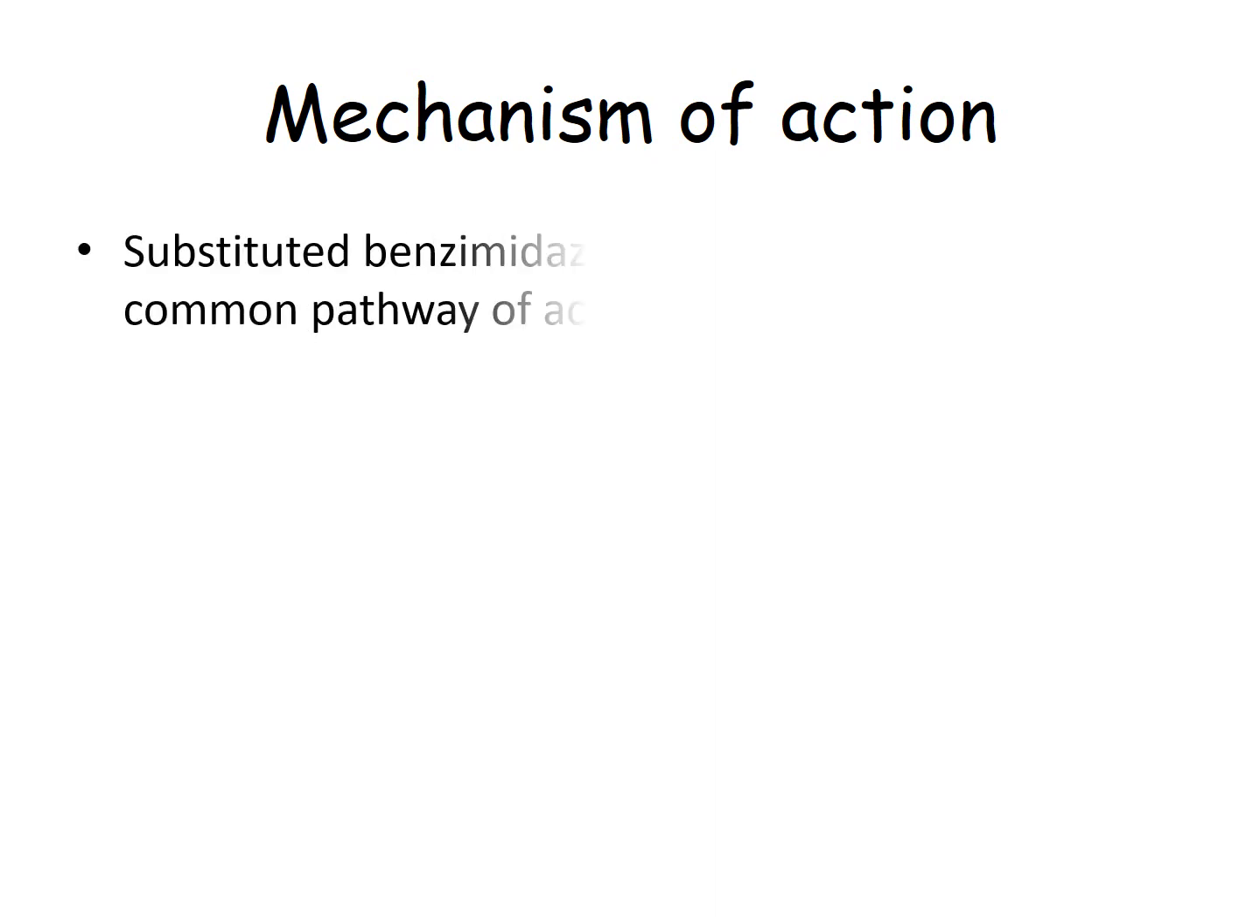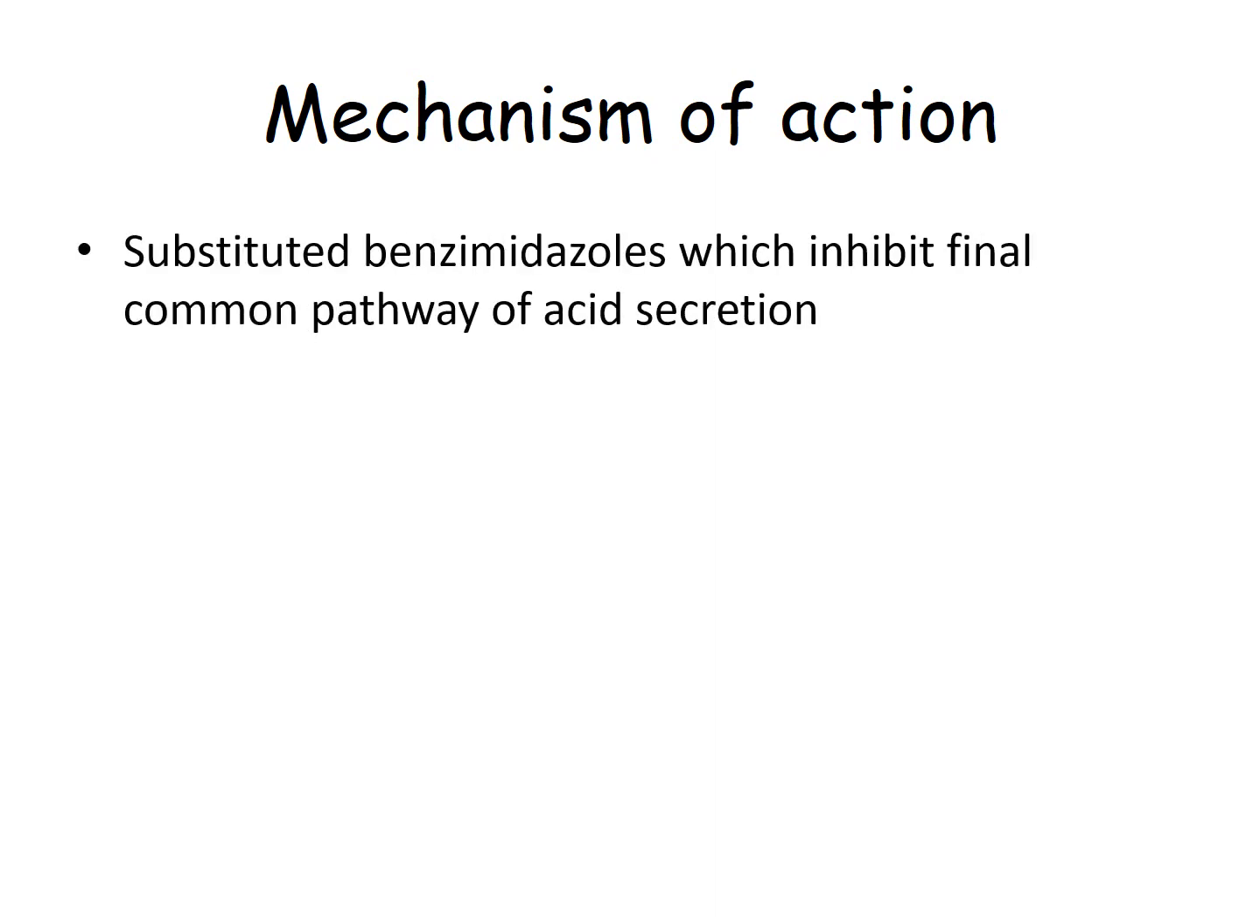Now the mechanism of action of these proton pump inhibitors. They are substituted benzimidazoles, by chemical structure, which inhibit the final common pathway of acid secretion. In the previous slides I showed that the final step for production of acid is the release of H+ ion through the H+/K+ ATPase pump, which is also known as the proton pump. So proton pump inhibitors inhibit the proton pump, the final common pathway of acid secretion.